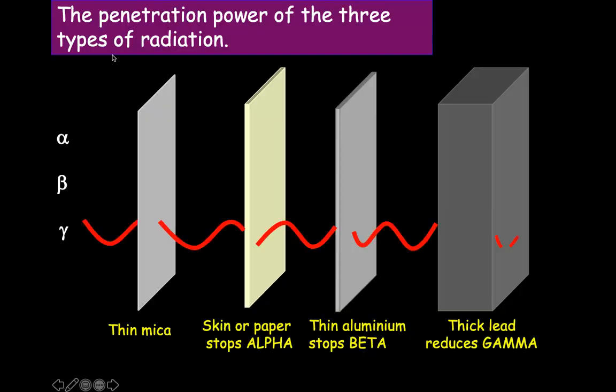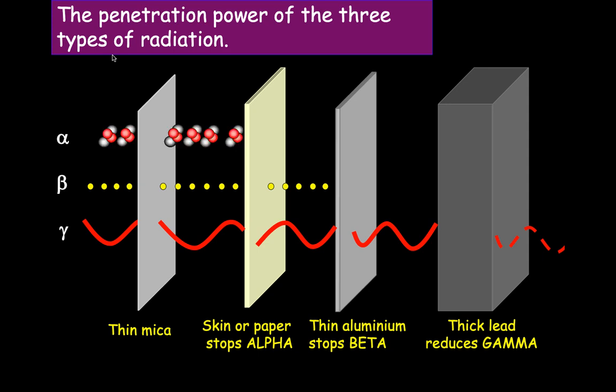Okay, so the penetration power of the three types of radiation. We've got alpha at the top. It's stopped by air, skin, paper. Beta is able to get through some thin materials. It's able to get through skin, paper, but it's not able to get through aluminium. Whereas gamma can get through most things and is reduced by lead, thick lead, concrete.